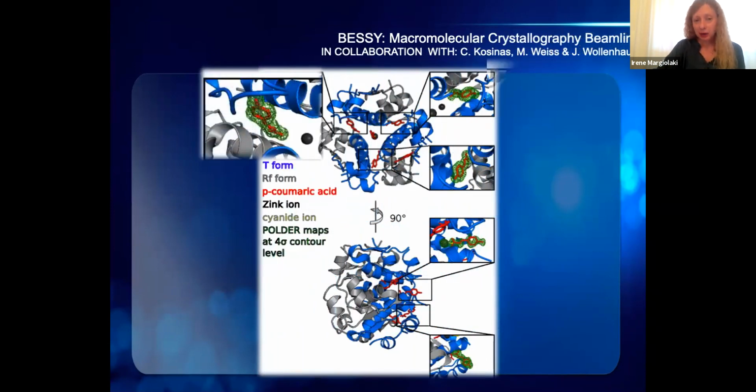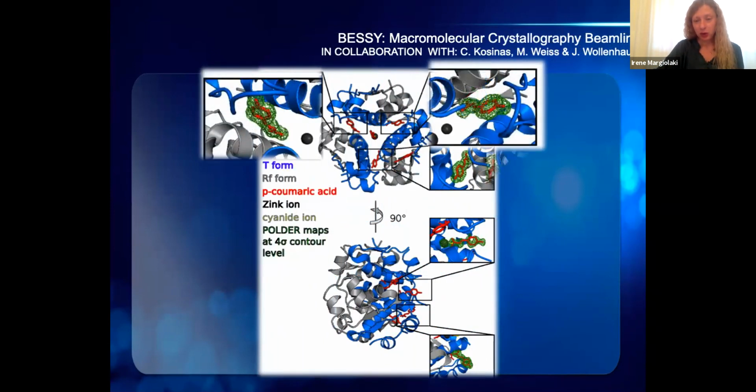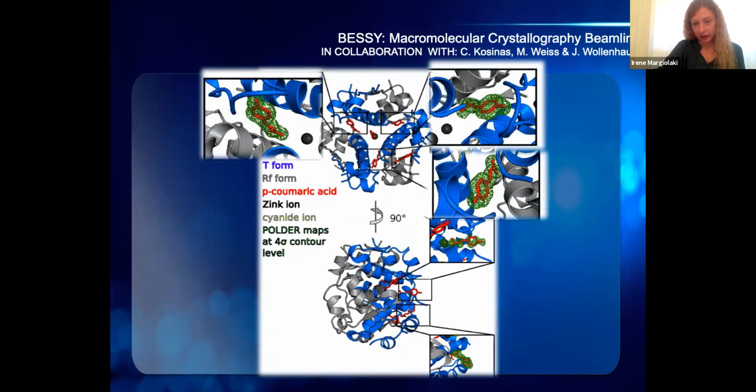We got a single crystal of this polymorph, P21 zeta, and we performed single crystal diffraction experiments at BESSY together with Manfred Weiss, Chris Kosinas, and Jan. And we identified also 3 ligand sites of p-coumaric acid. In the hexameric form, here is the ligand.